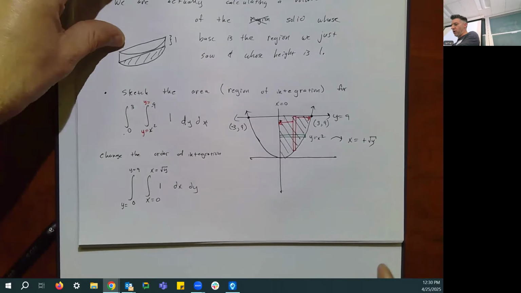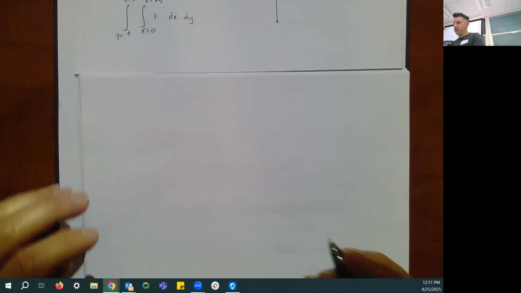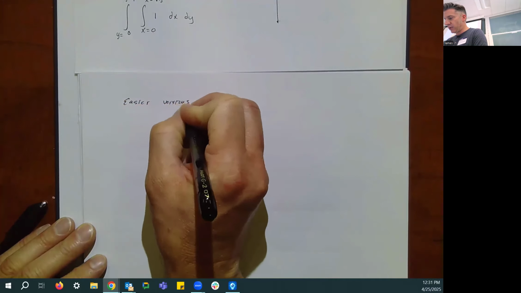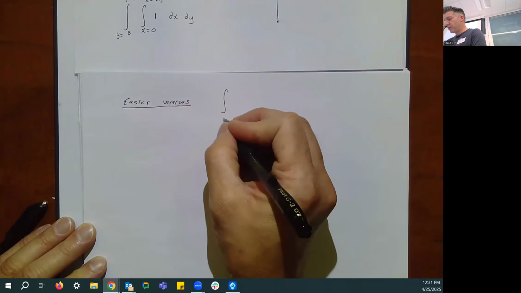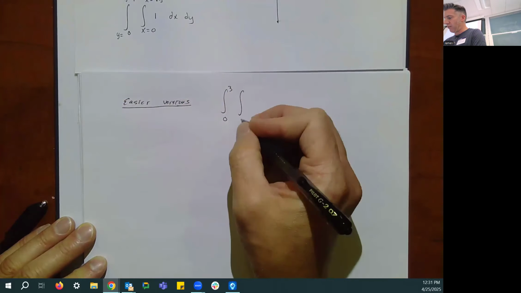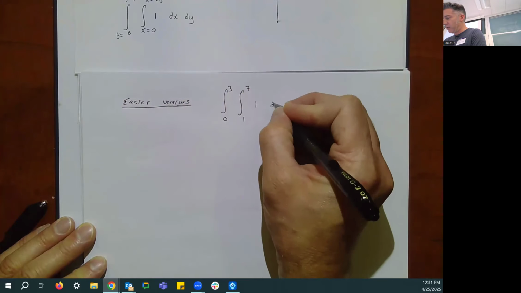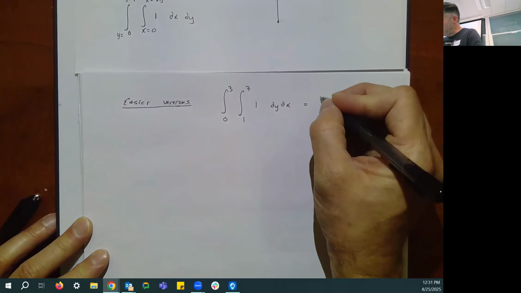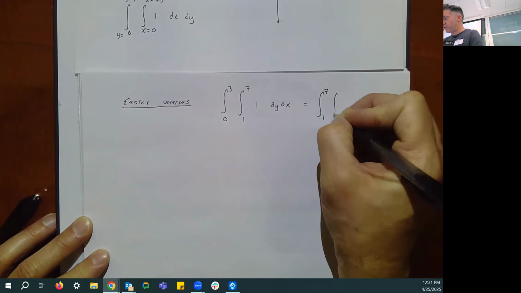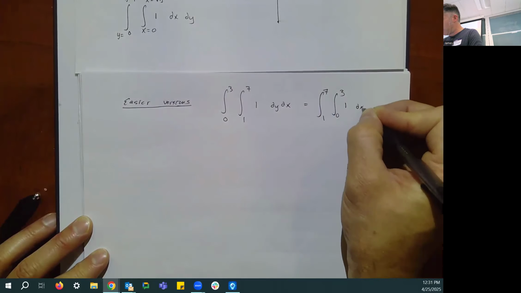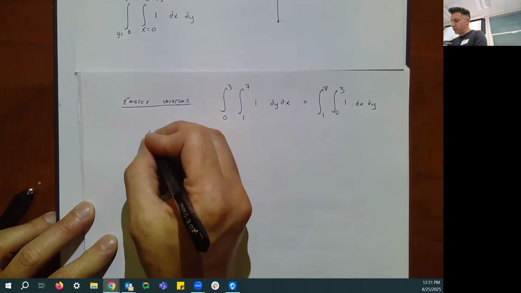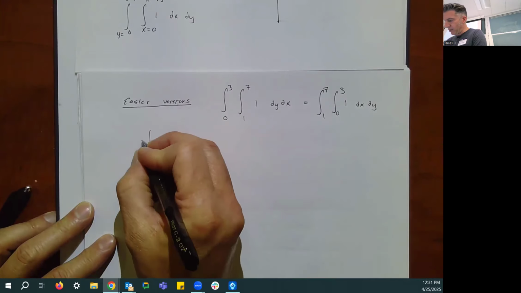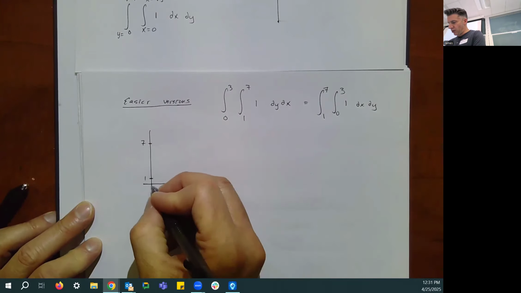So I will also point out that easier versions would be something like the integral from 0 to 3 of the integral from 1 to 7 of 1 dy dx. This requires absolutely no thought. You can just rewrite it as the integral from 1 to 7, the integral from 0 to 3 of 1 dx dy. Because in either case, what you're describing is y is going from 1 to 7, and x is going from 0 to 3.